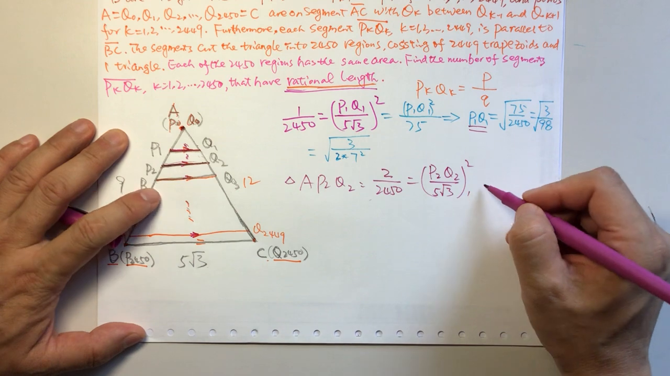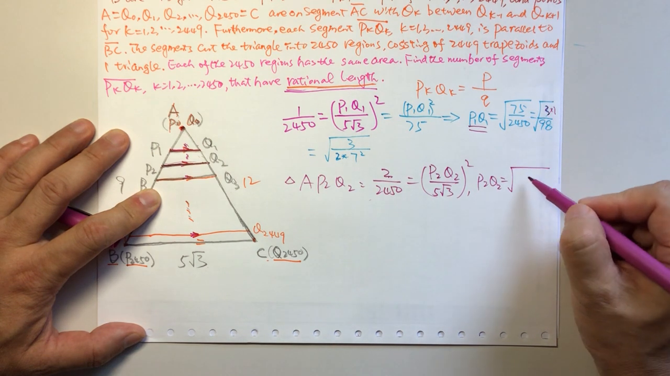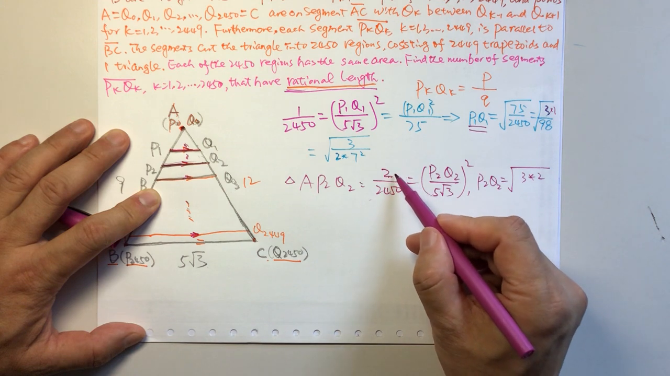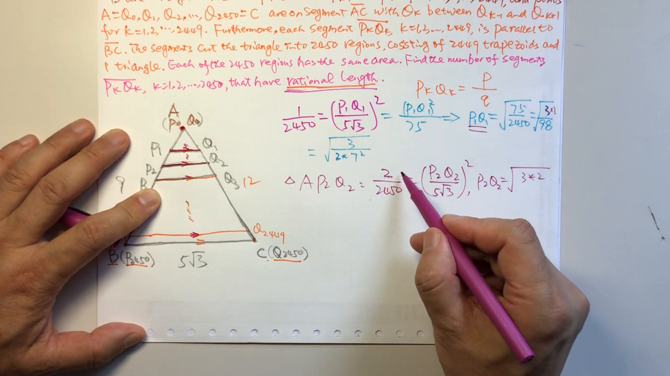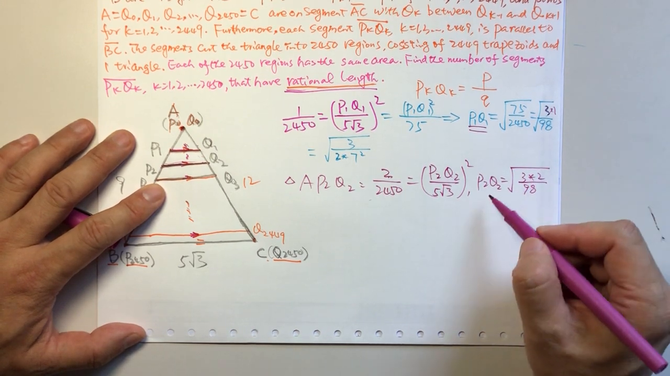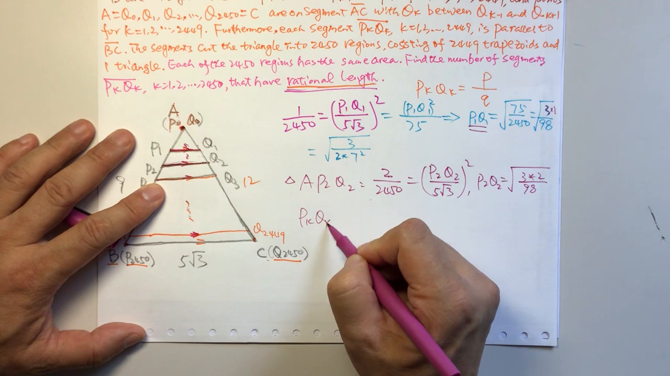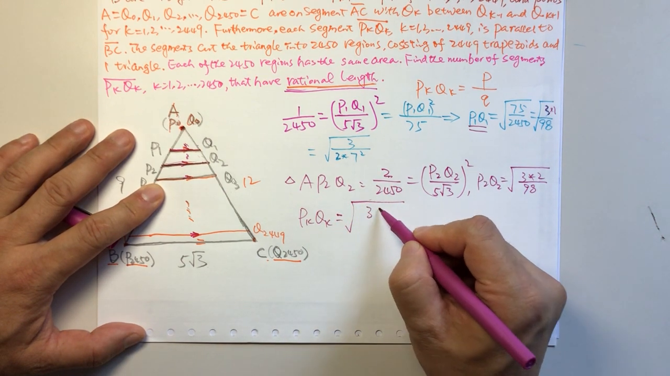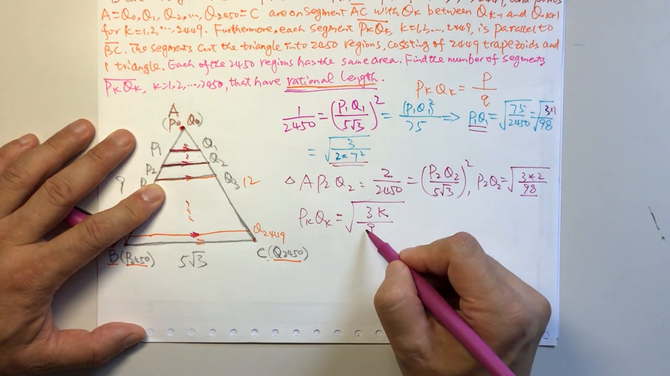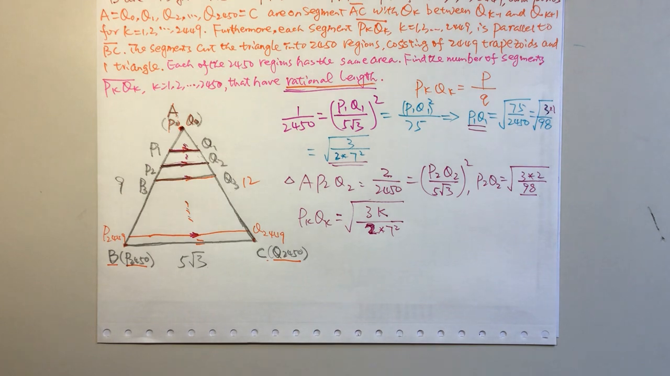If we view the problem this way, it becomes easier. We easily get P2Q2 equals the square root of 3 times 2 over 98, because 2 times 75 over 2450 all cancels by 25. Also P2Q2 is not a rational length, but we find the pattern: PkQk equals the square root of 3k over 98, and I will write the denominator as 2 times 7 squared.